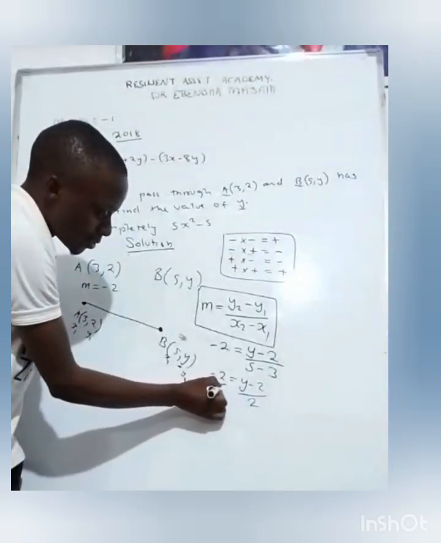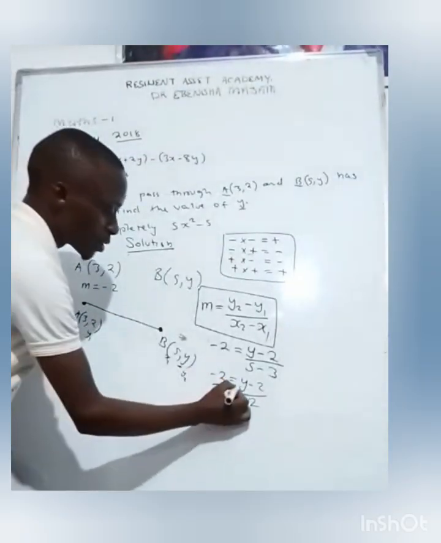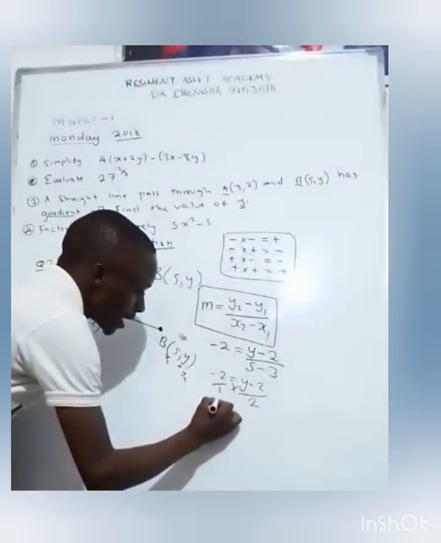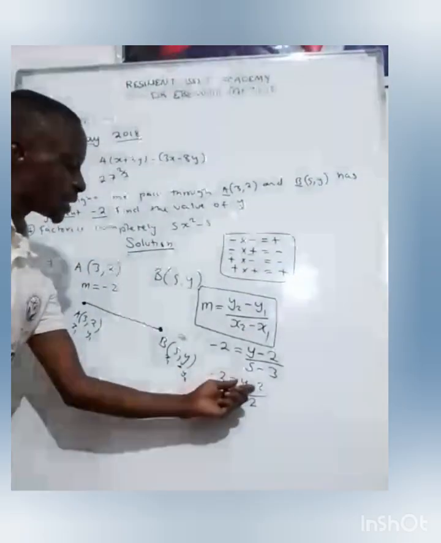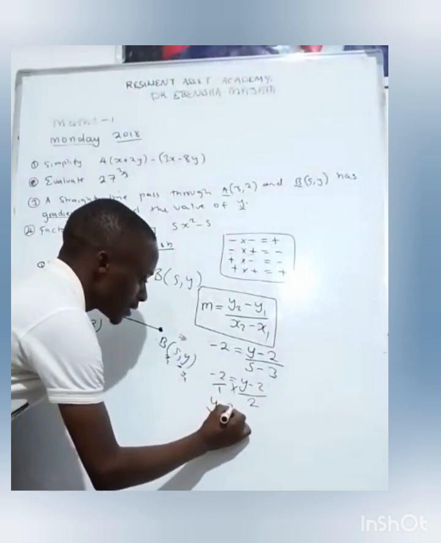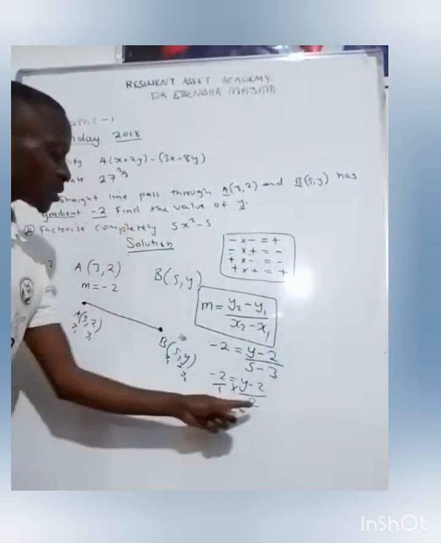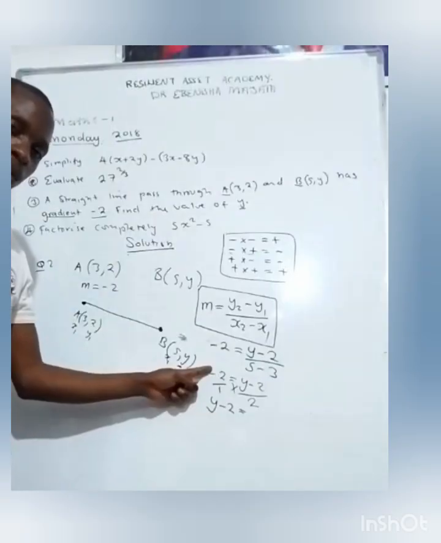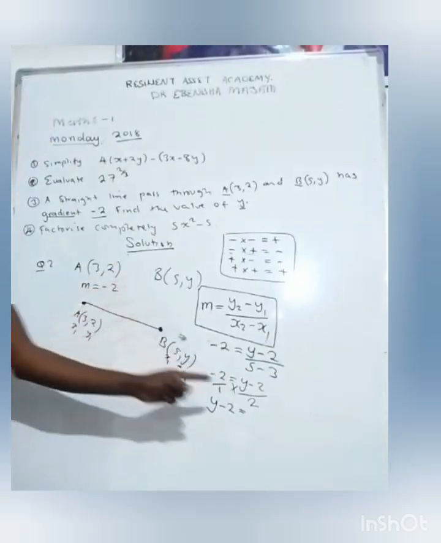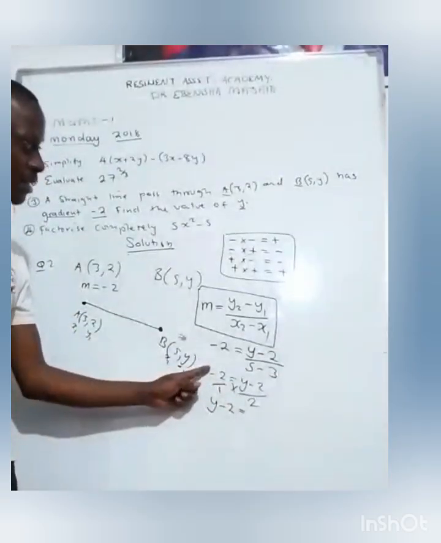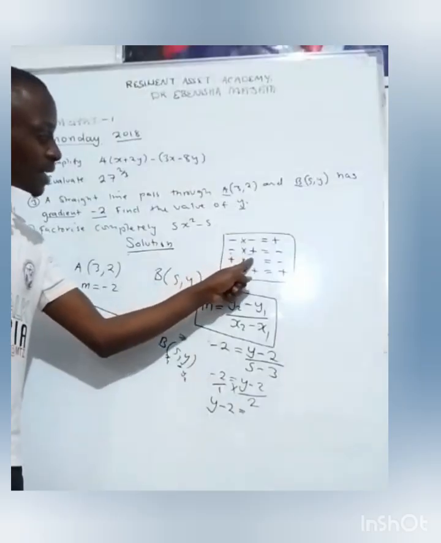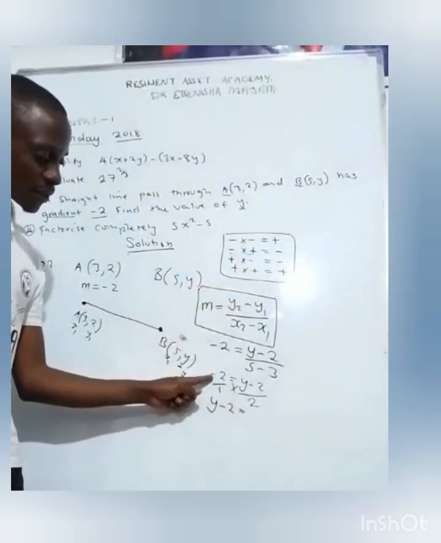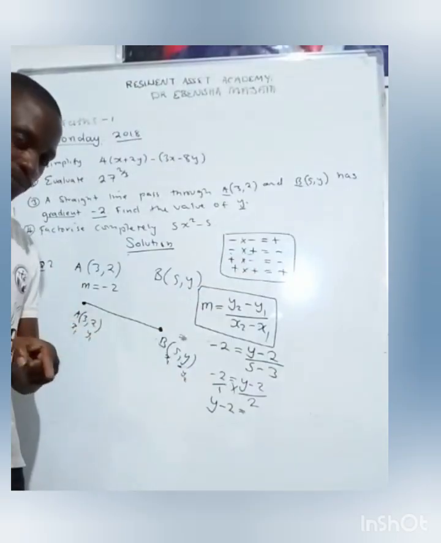Then you cross multiply. So 1 times y is y. 1 times minus 2 is minus 2, is equal to 2 times minus 2. Remember this is positive, this is minus. So positive times minus is minus. So 2 times negative 2 is negative 4. So here you're going to have negative 4 like this.